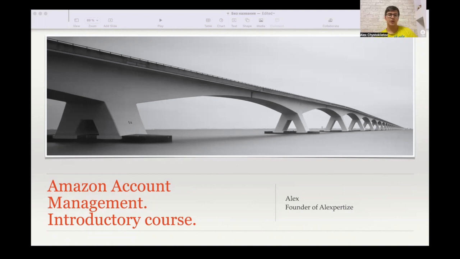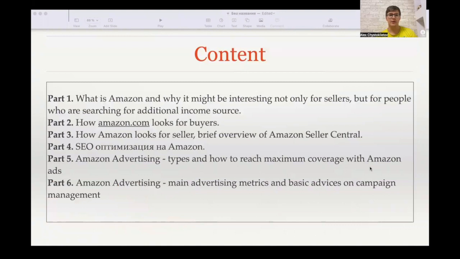Also, please note, it's very important. Amazon is approximately the same as other marketplaces. So any knowledge that I explain here is applicable to other marketplaces with some nuances. For example, if you live in a country where Amazon is not operating, you still can use this knowledge for your local marketplaces. This course will consist of six video lessons.